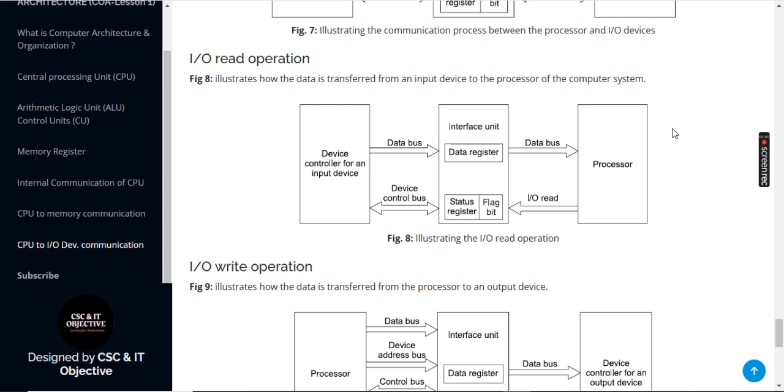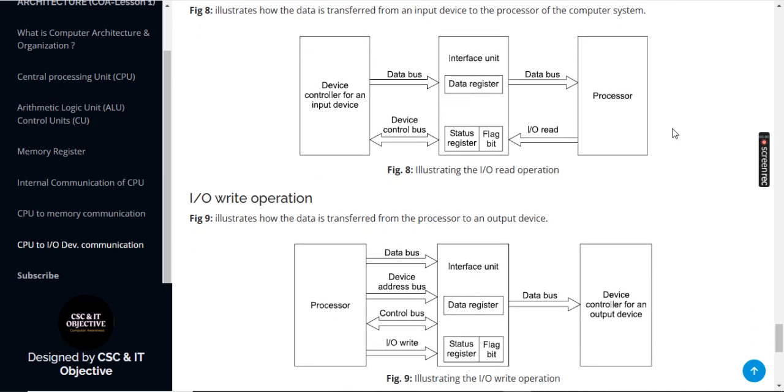Input-output write operation. Figure 8 illustrates the input-output read operation and Figure 9 illustrates the I/O write operation. What is the I/O write operation? Figure 9 illustrates how the data is transferred from the processor to an output device.